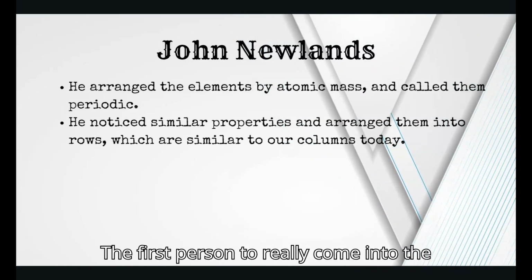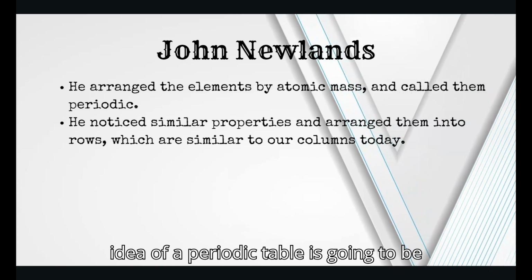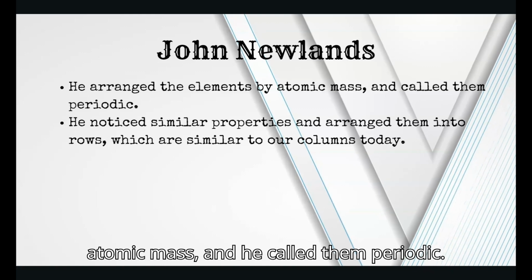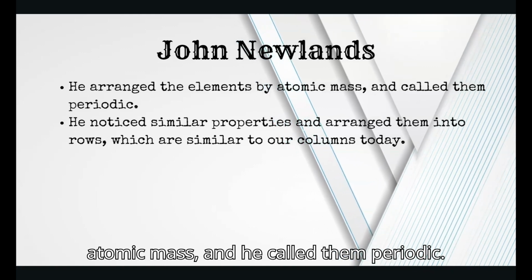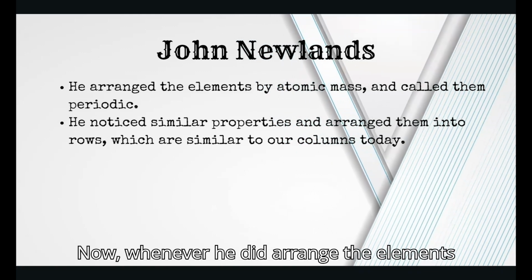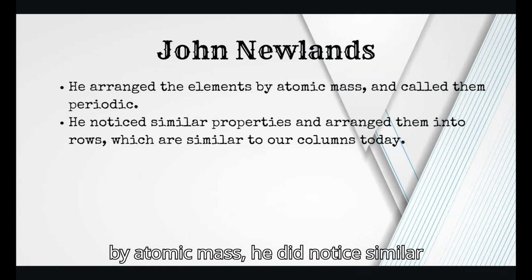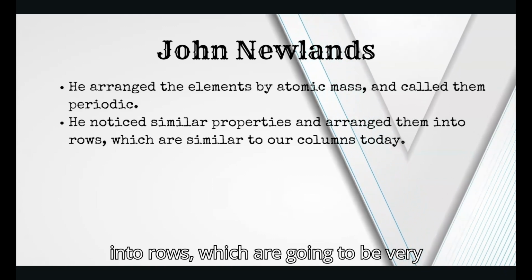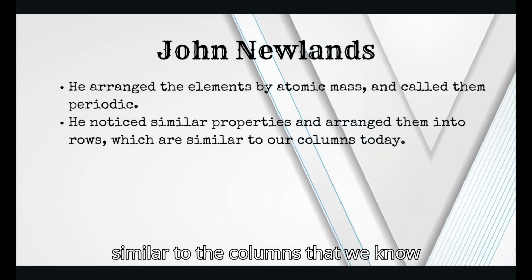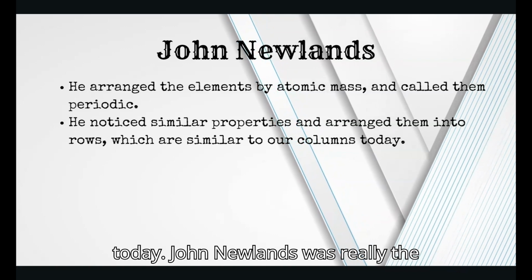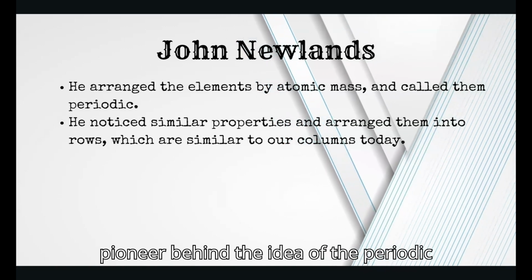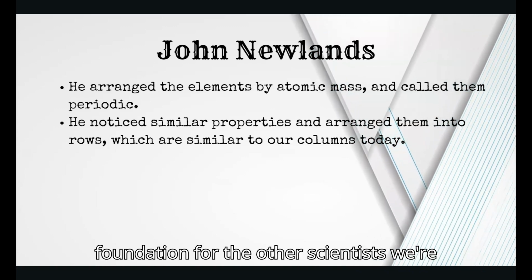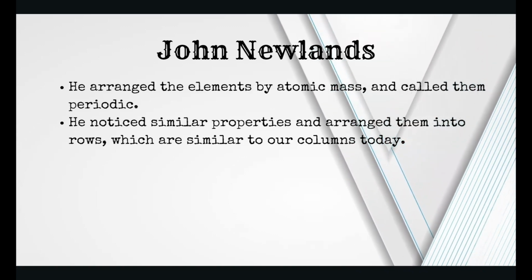The first person to really come up with the idea of a periodic table is going to be John Newlands. He arranged the elements by atomic mass, and he called them periodic. Whenever he arranged the elements by atomic mass, he noticed similar properties and arranged those properties into rows, which are going to be very similar to the columns that we know today. John Newlands was really the pioneer behind the idea of the periodic table and created the foundation for the other scientists we're about to talk about.